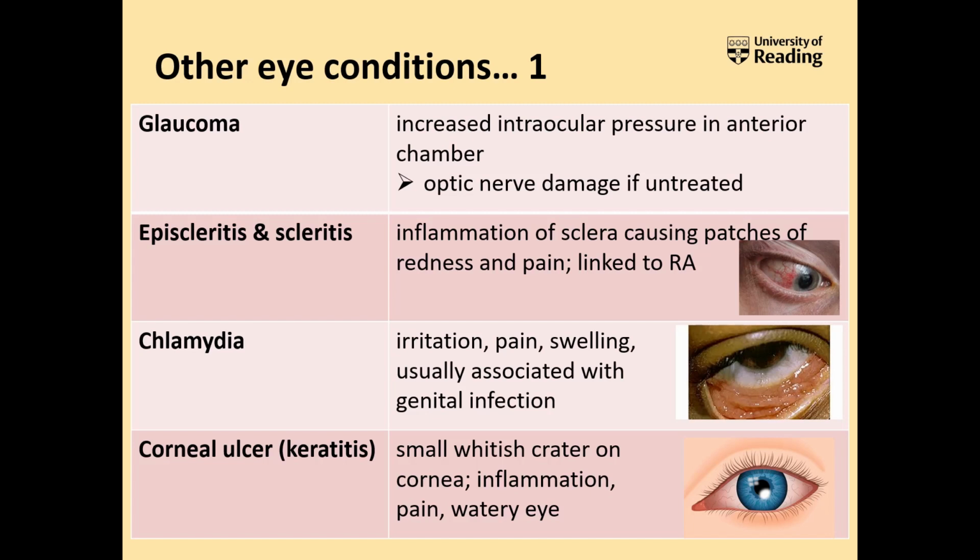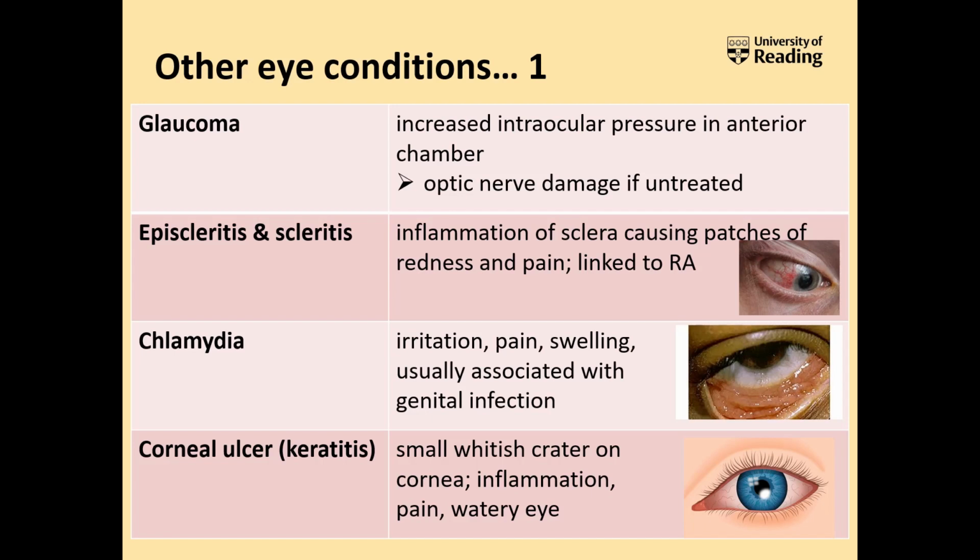Episcleritis and scleritis. So as mentioned with the anatomy of the eye, the sclera is the white part of the eye and the episclera is the layer above it. And so inflammation of this area can cause patches of redness and pain. It's sometimes linked to rheumatoid arthritis. It can look similar to the image on that slide there. This would require referral.